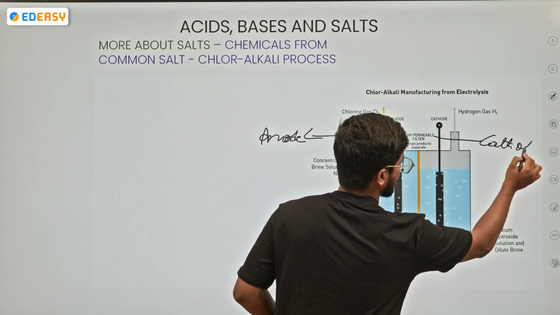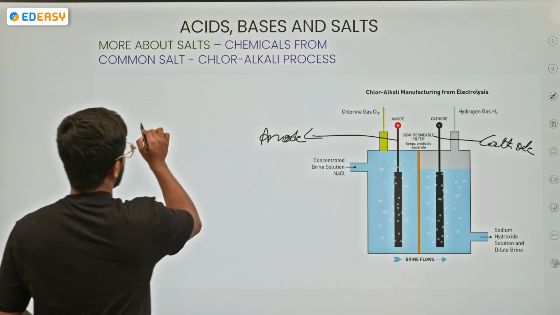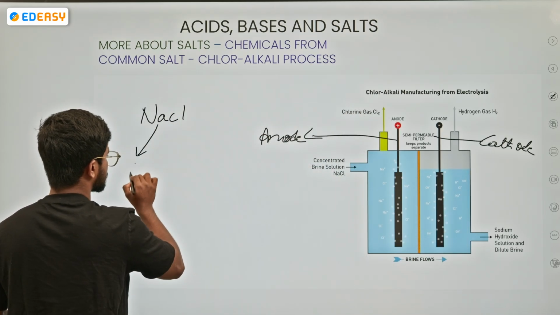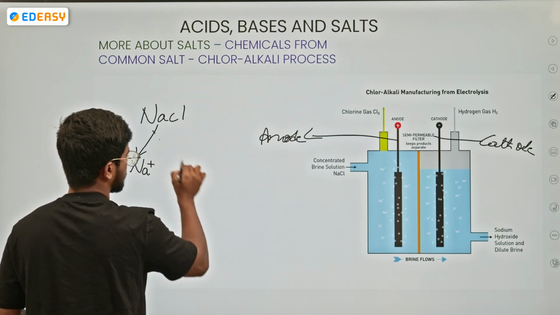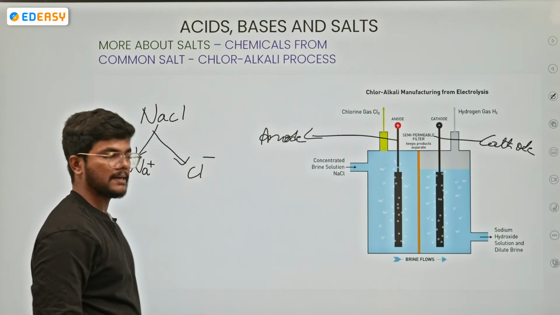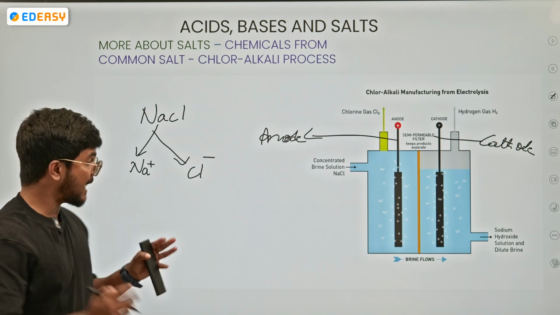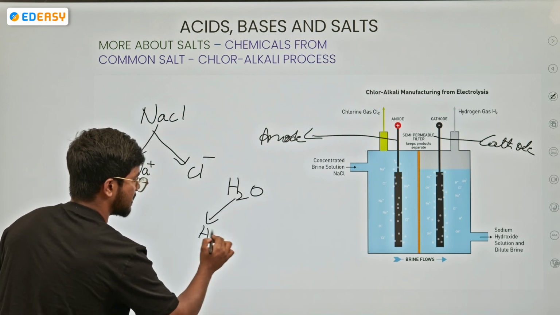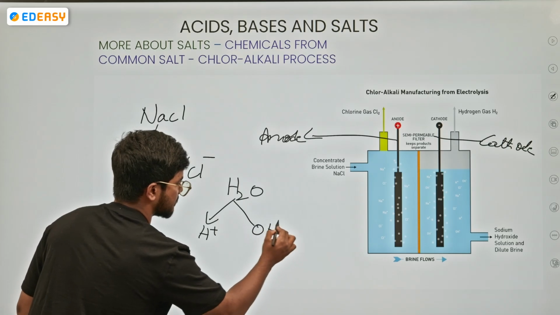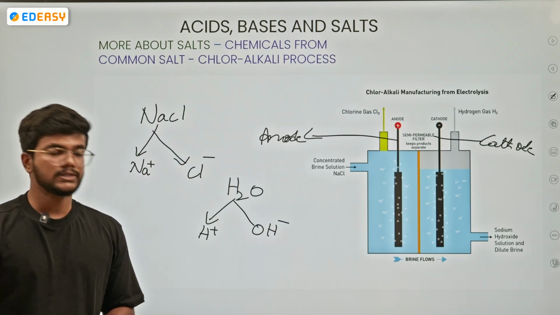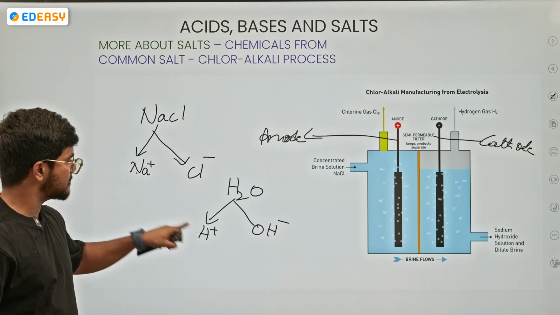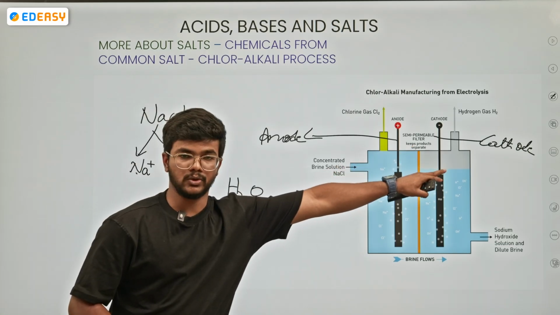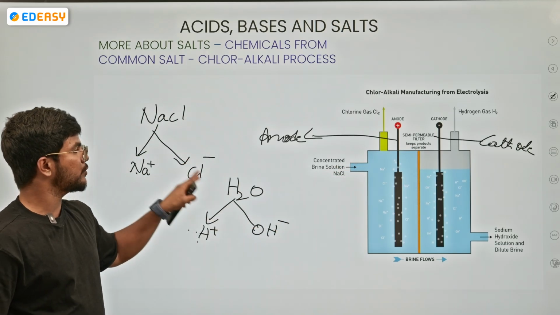When you mix NaCl in water, it decomposes into Na plus and Cl minus. And H2O will decompose into H plus and OH minus. Here the plus ions are cations. Cations will move towards the cathode, and anions will move towards the anode.